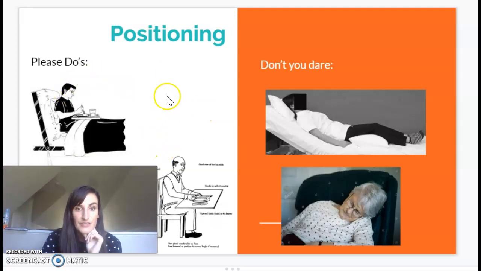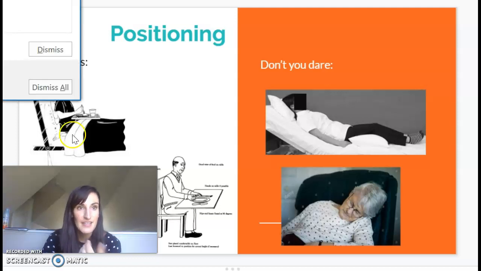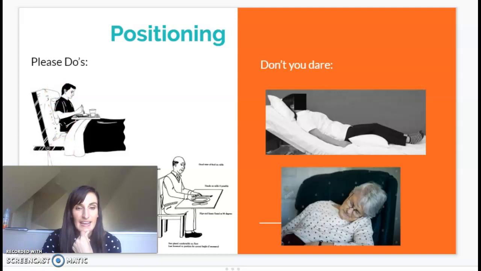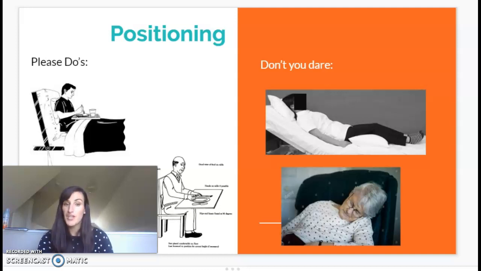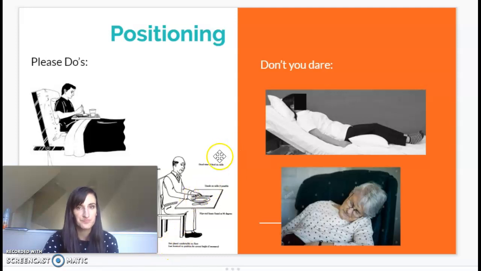For positioning, the please do's. Please do 90-90, so meaning hips should be at 90 degrees and knees if able. But having them as close to upright as possible is going to be good. Getting their arms to be supported and having a firm either a lap tray on their wheelchair or a table surface that they can use for arm support if they need that.